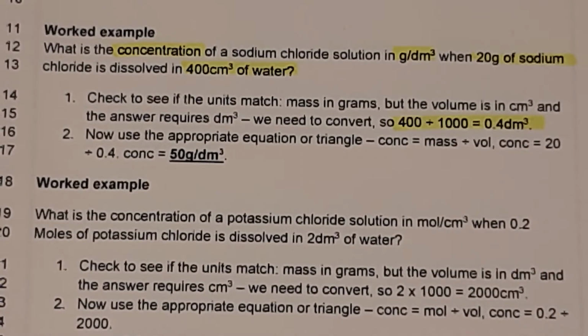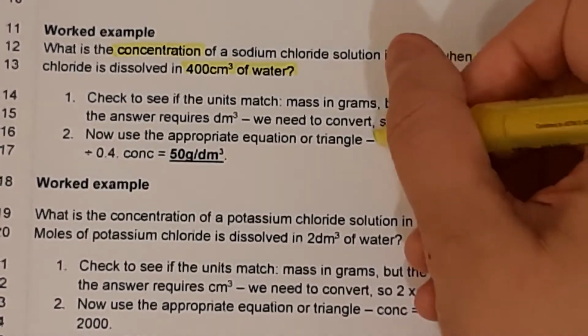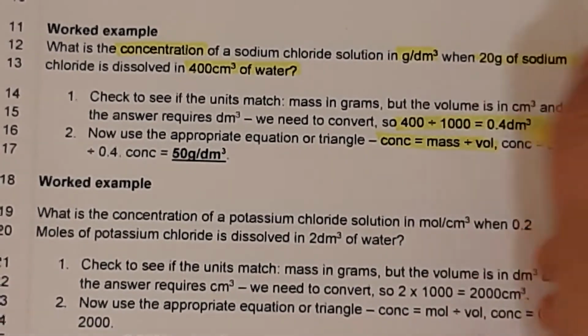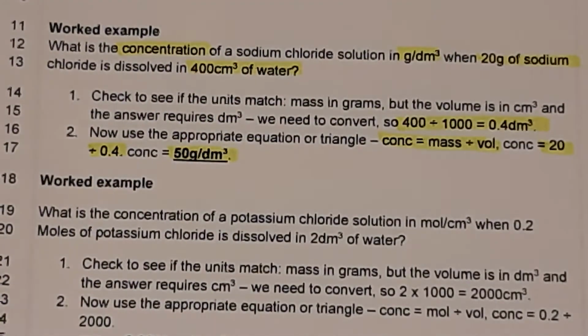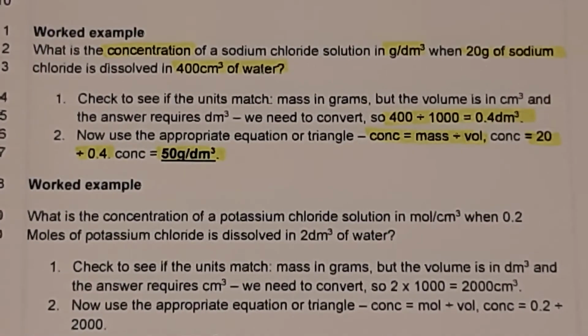Now we use the appropriate equation or triangle. So concentration is mass divided by volume, which is going to give us 20 divided by 0.4, which gives us 50 grams per decameter cubed. And remember, you can use your calculator all the time in science lessons.